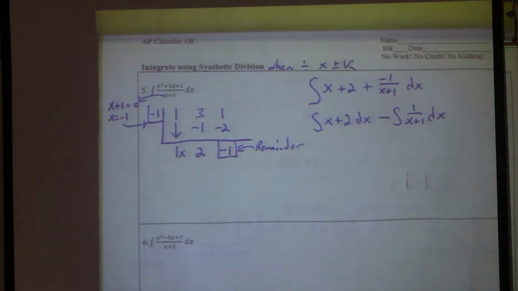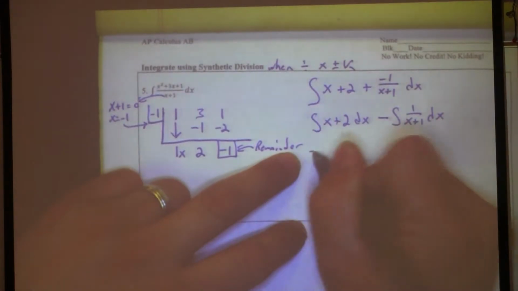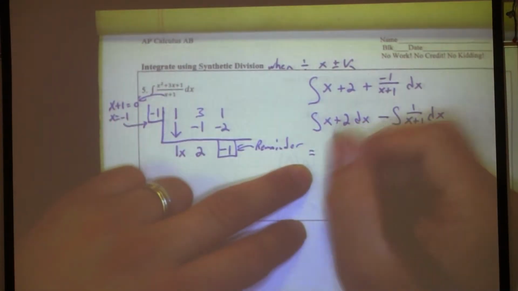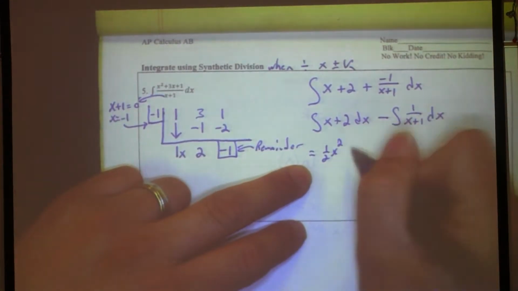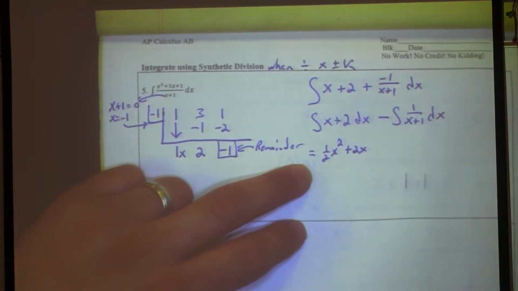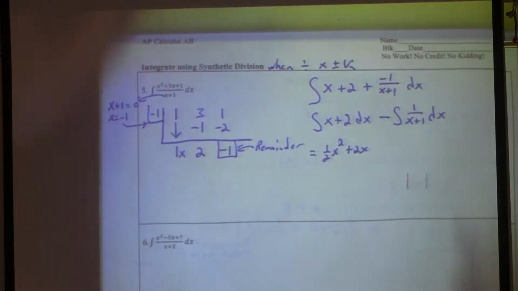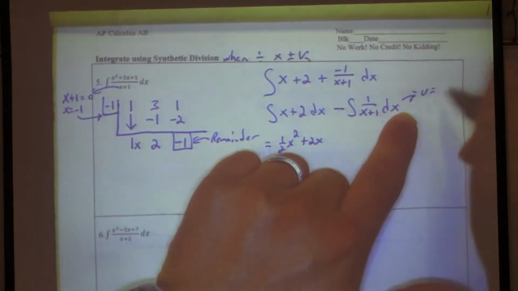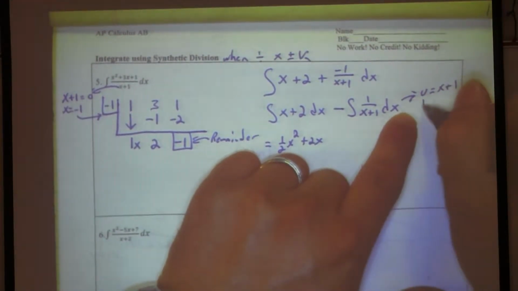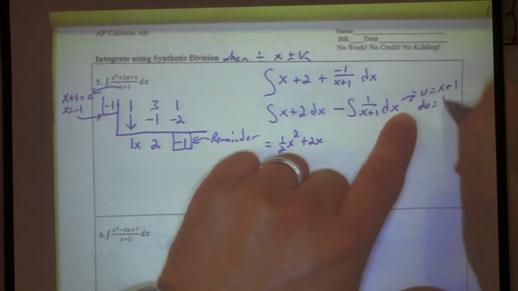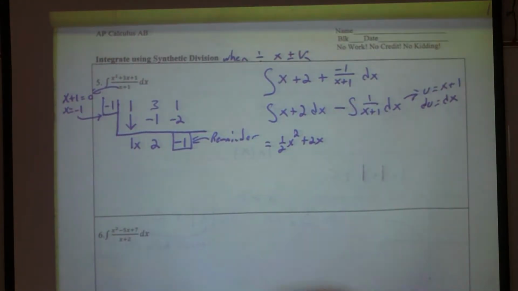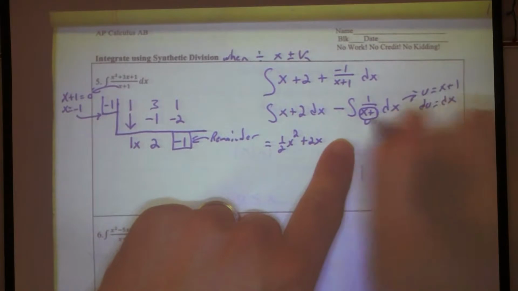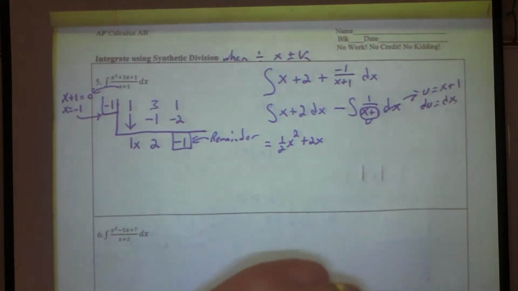Alright, what's the integral of these two guys? Because that should be easy. 1/2 x squared plus 2x. Okay. Then to get the integral of this guy, what would be u? x plus 1. What would be du? 1 dx. So this is going to go away with a u, this is going to go away with the du. So are we good?